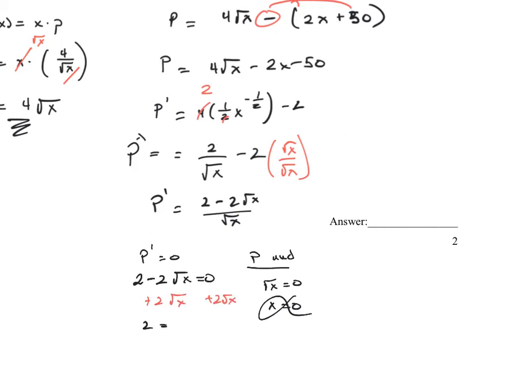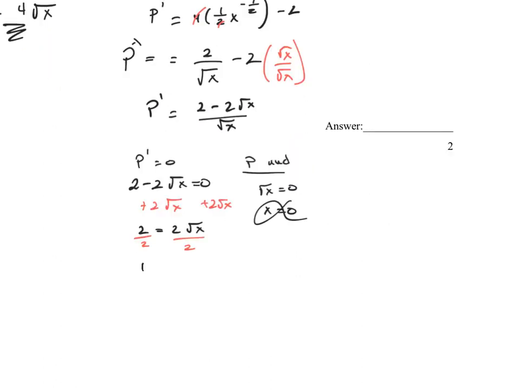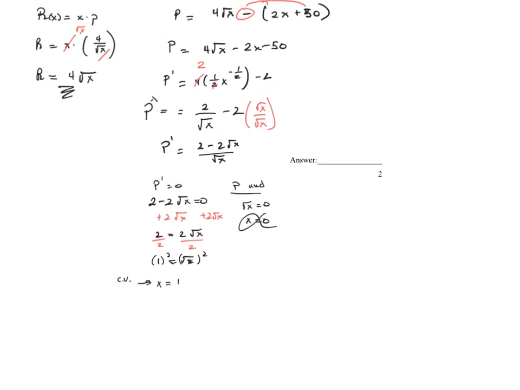I have 2 equals 2 square root of x. I divide both sides by 2. I have 1 equals the square root of x, square both sides, and you get x equals 1. So there's my critical value right there. The only critical value I need to consider is x equals 1.